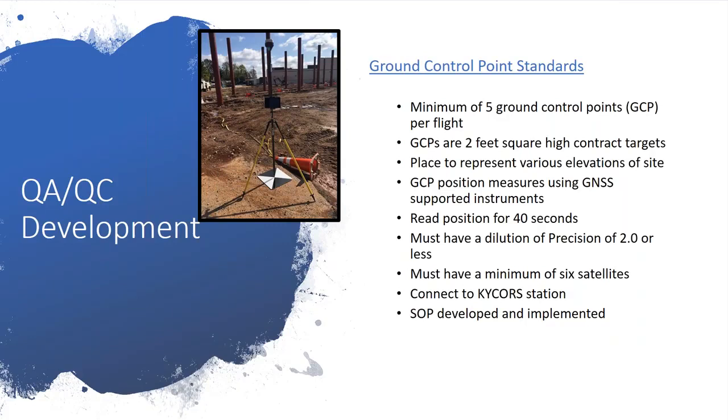To give us the really accurate data, we connect to the Kentucky CORS system, which is a system of base units set all across Kentucky that are continually operating. They're constantly checking with satellites and determining their exact position on the face of the earth on a continual basis. Then the Reach unit talks to the CORS, and the CORS tells it exactly where it's at. So we're very precisely tied into where we are. We do have an SOP developed, and it's been implemented, and we've been using it for almost 18 months now. So it's been successful.